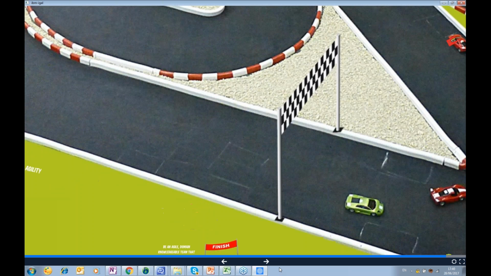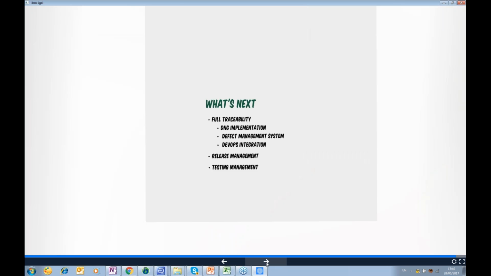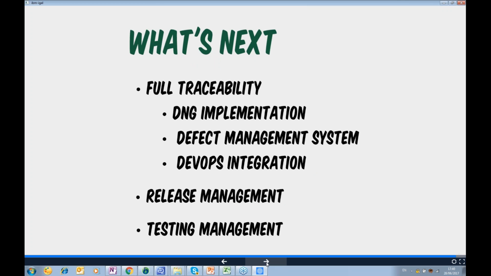So I would say that we finished one cycle of the race. So what's next? We really want to move to full traceability. We'll not say application lifecycle management, which is a big word, but we want to create full traceability. We are progressing with the DNG implementation, so we will be able to manage our requirements documents better. There are more requirements documents like specs, PRDs, and things like that.